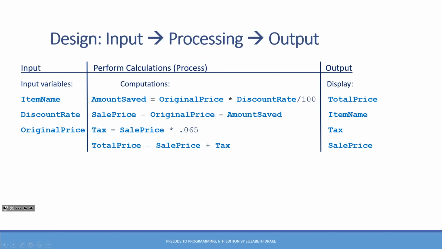And then on that previous screen, they said, well, if we're going to create this output, we're going to need input data. So again, we need to know the name of the item, what the sale percent is, and what the original price is. And finally, our processing is going to be all of those calculations that they gave us. What are we going to do? We need to calculate our amount saved, our sale price, our tax, and our total price.